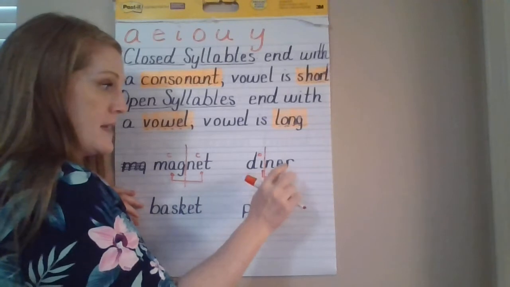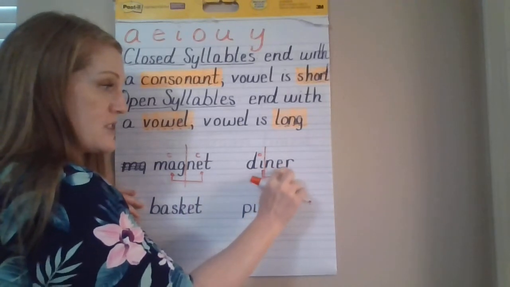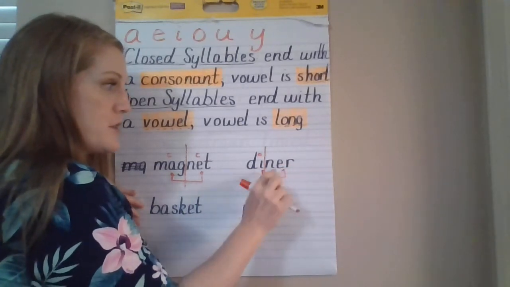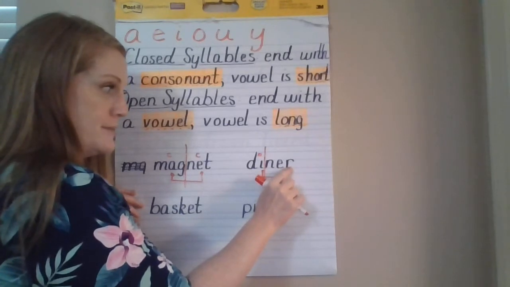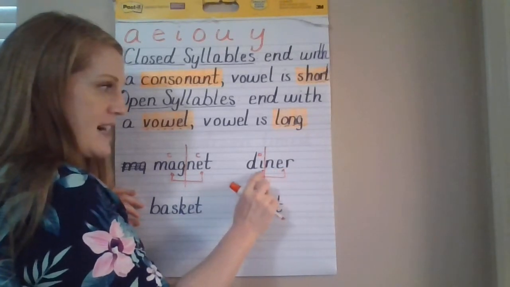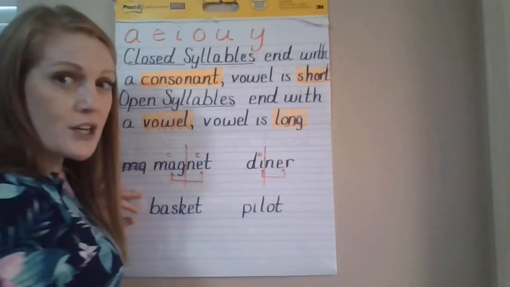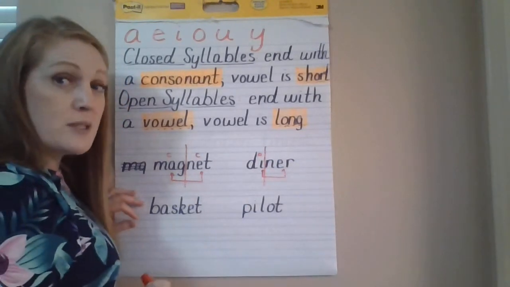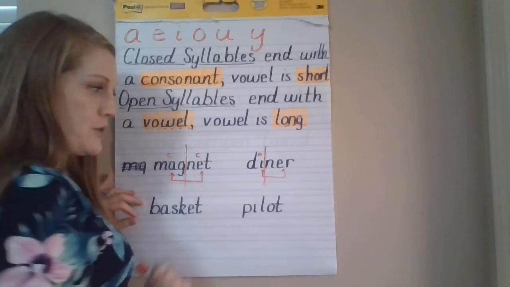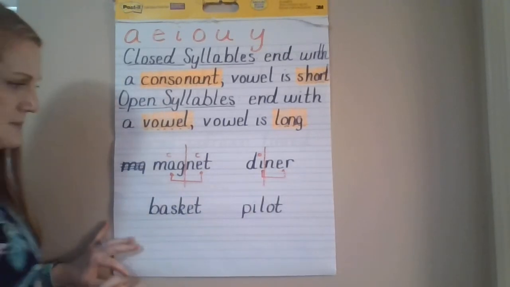This syllable actually goes together. So n-er, ner. So I have die, ner. You could call it a closed syllable, but we'll learn about this syllable type later. So diner.